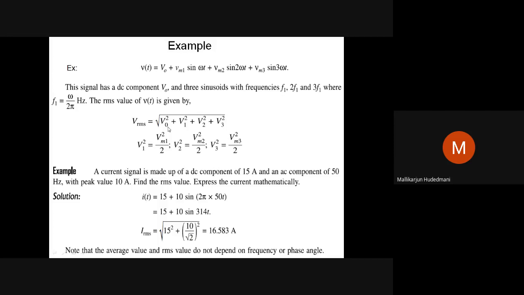Square of the DC content plus V1 square. What is this V1 square? V1 square is the RMS value of the first wave. What is this RMS value of the first wave? We can see Vm square by 2.